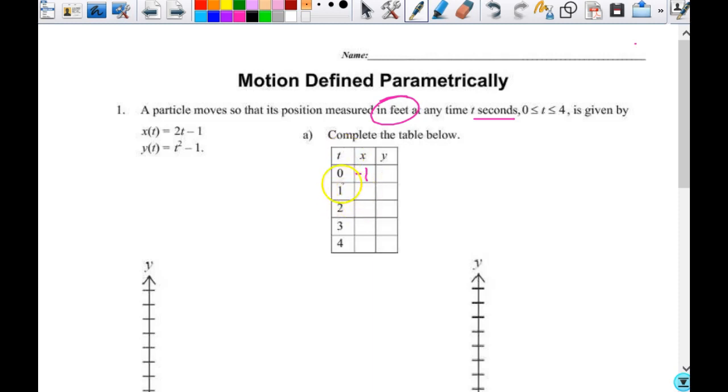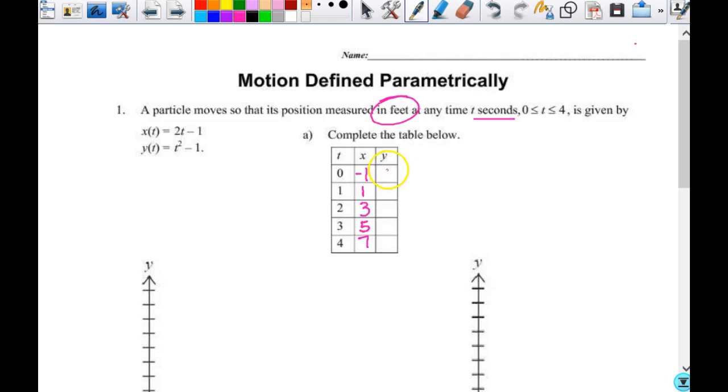Okay, so I'm going to plug in 1 to the x. So I plug in 1, and then what do I get? 1. I substitute in 2, and I get 3. Substitute in 3, and I get 5. I substitute in 4 and get 7. Okay, you good with all that?